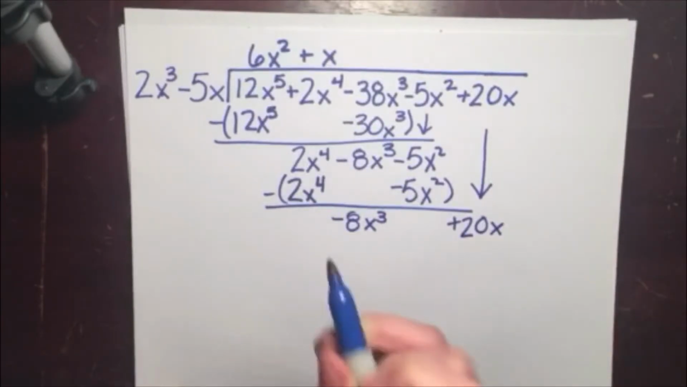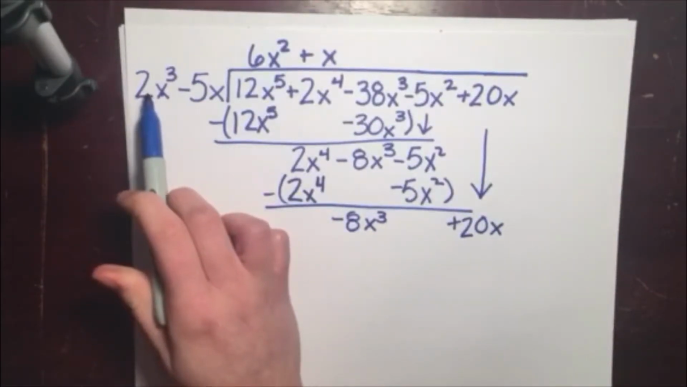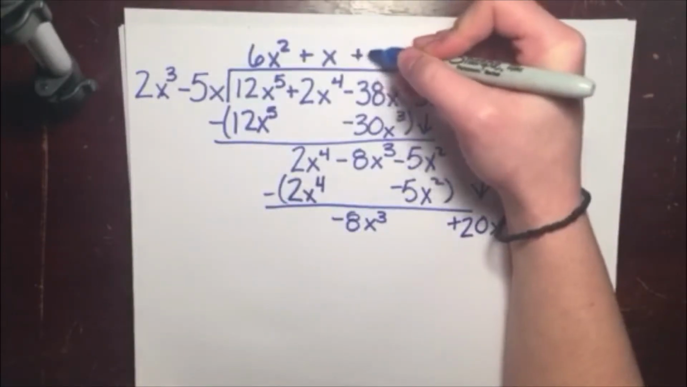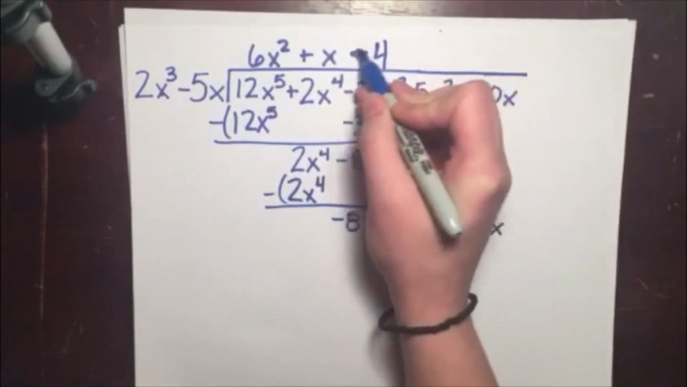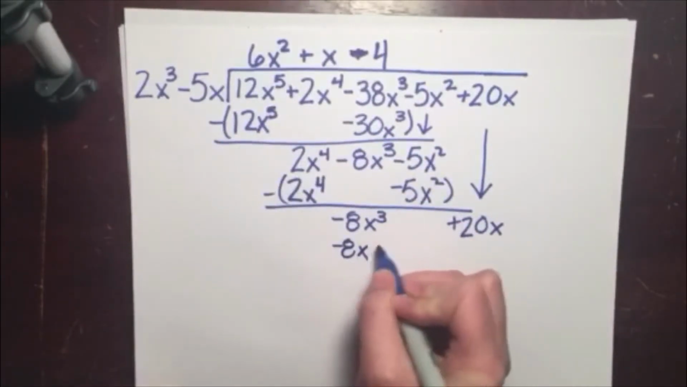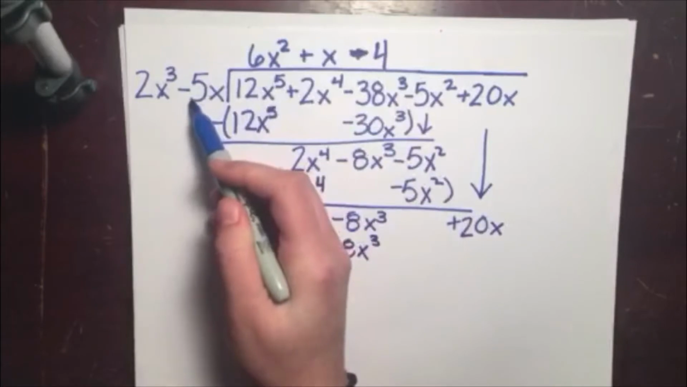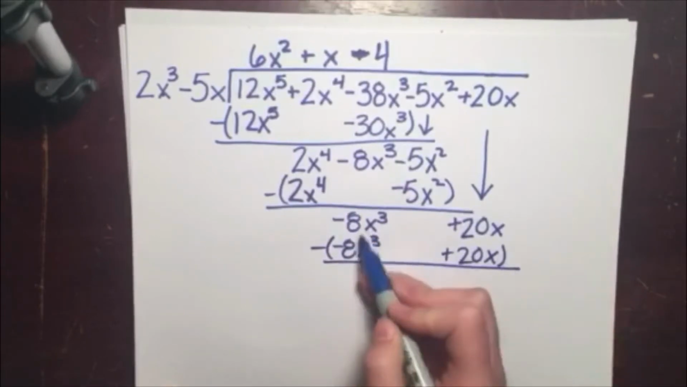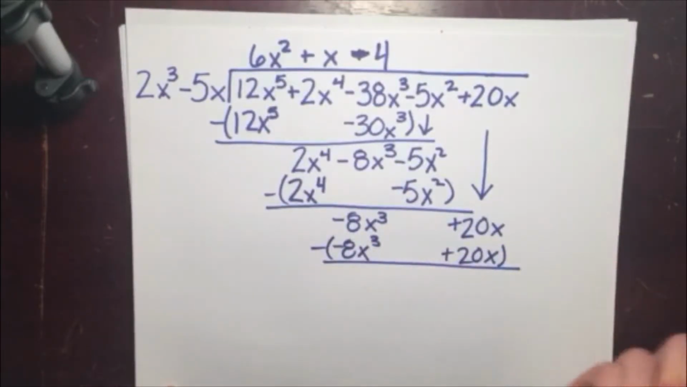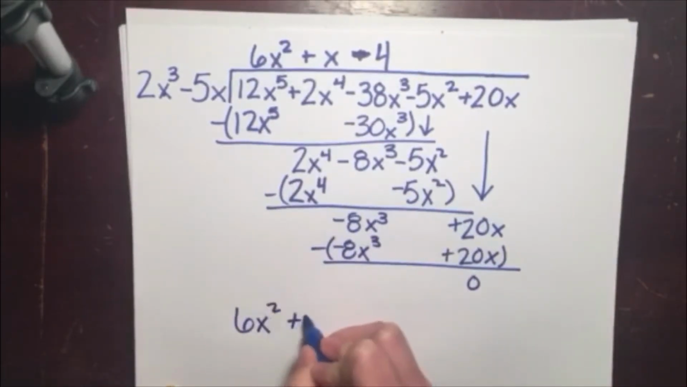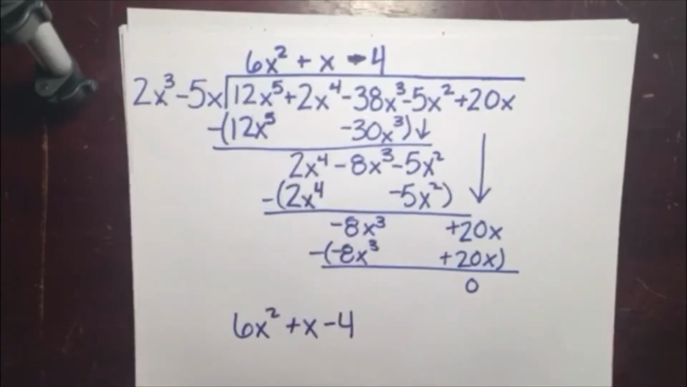All right, so now we ask, how many times can 2x cubed go into negative 8x cubed? That's negative 4 times. Okay, and then negative 4 times 2x cubed is negative 8x cubed. Negative 4 times negative 5x is positive 20x. We subtract the sum, and these two terms cancel and these two terms cancel. So we're all done. This answer does not have a remainder, and the final answer is 6x squared plus x minus 4. All right? And now let's go on to the last problem.